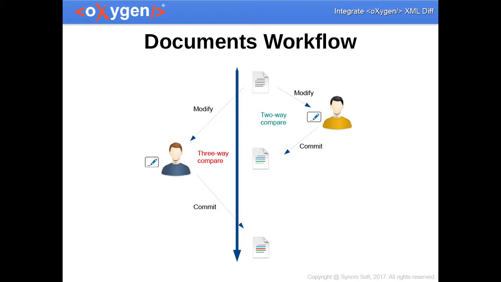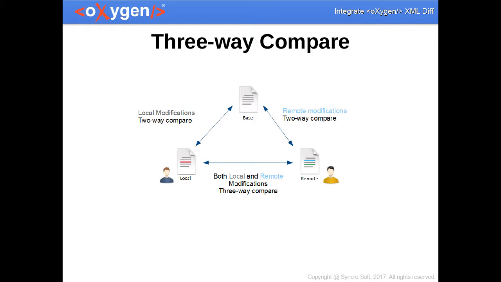So for this, you need a three-way comparison. You need a comparison with the base. You need to compare the base version with your version, and also the base version with the other or the remote version, and then see the modifications in a view.